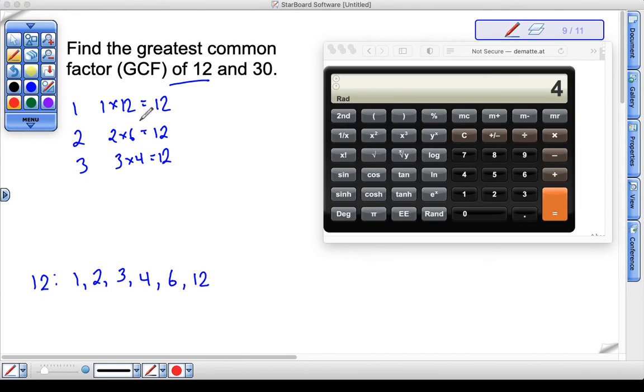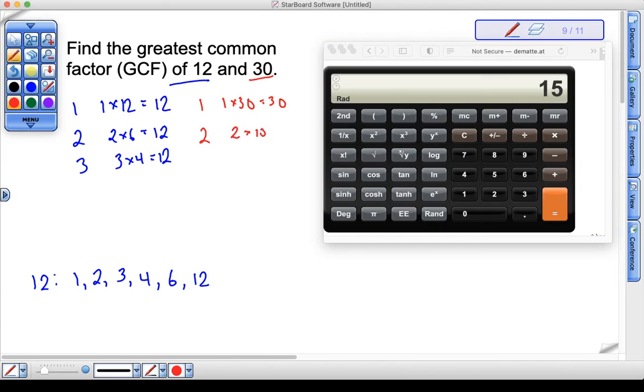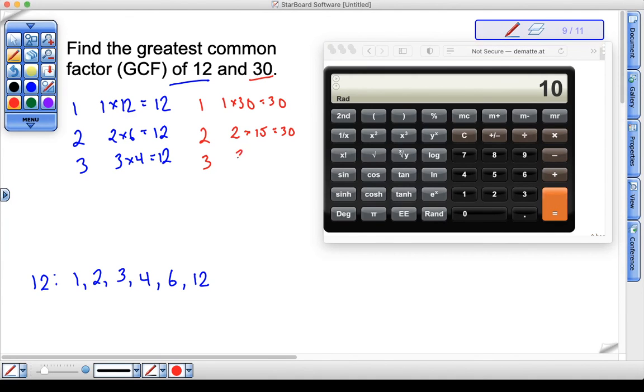Now we need to figure out our factors of 30. So I'll always do 1. 1 times 30 is 30. I have to try 2 next. So if I go to the calculator, 30 divided by 2, I have a whole number, 15. So 2 times 15 is equal to 30. I can then try a 3 next. So if I have 30, divide that by 3, I get an answer of 10. So 3 times 10 is going to be 30.